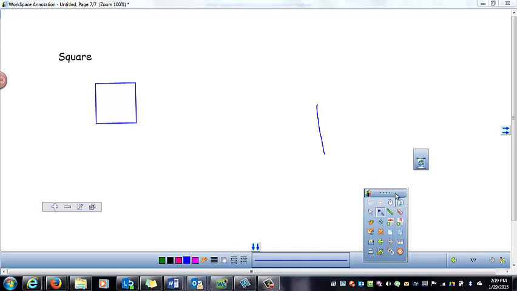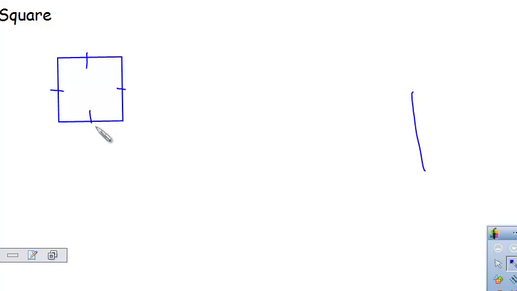A square is a special rectangle. It has all the properties of a rectangle. The opposite sides are congruent. The opposite sides are parallel. The opposite angles are congruent. And the diagonals are congruent.